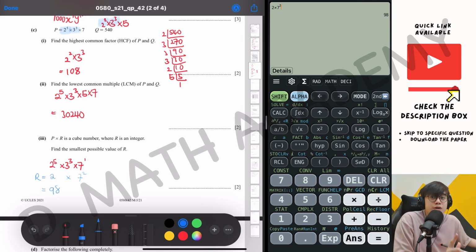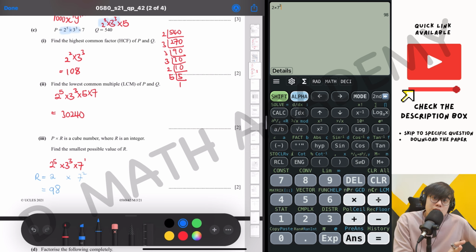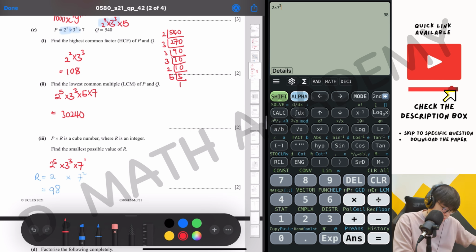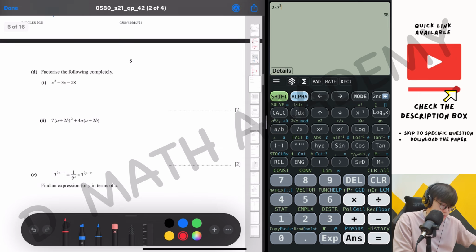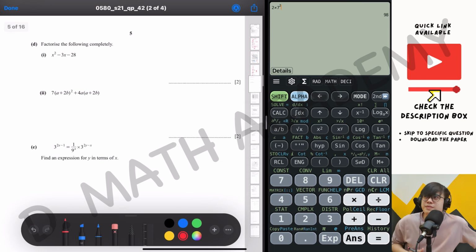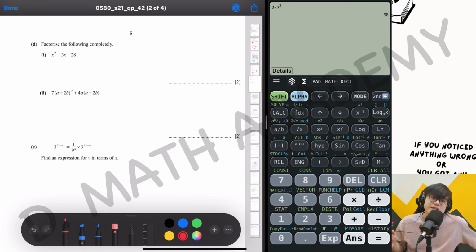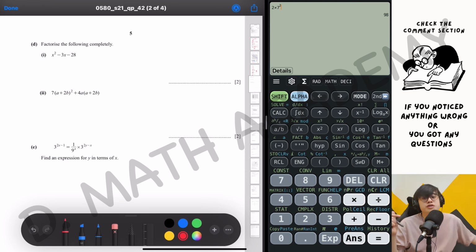Remember, for cube numbers, the keyword is in the power section. You need to consider what's the smallest number that you can put in to fulfill and make it R. There's actually a similar question that came out in the past year, a recent question as well. Feel free to try it out, practice more, then you'll get used to it.